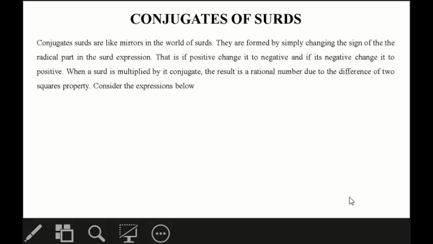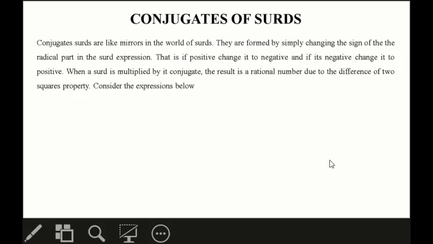Good. So let's see. We say conjugates are like mirrors in the world of surds. They are formed by simply changing the signs of the radical part in the surd expression. That is, if positive, change it to negative, and if it's negative, change it to what? Positive. When a surd is multiplied by its conjugate, the result is a rational number due to the difference of two squares property. Let's consider the expression below.